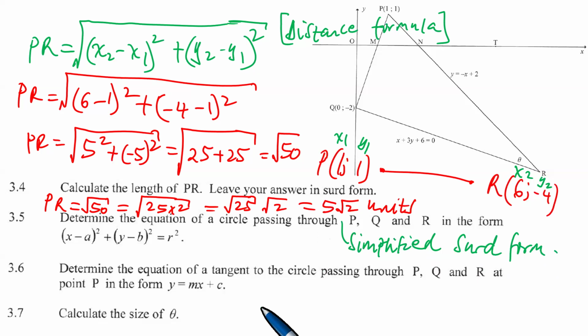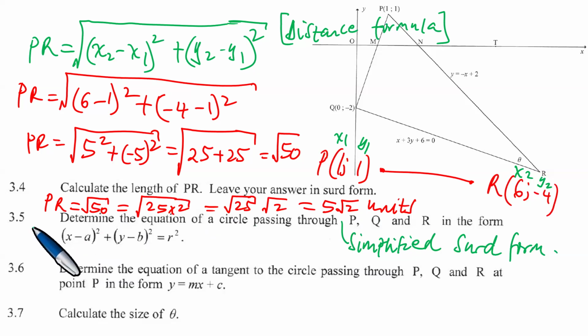The examiner said, leave your answer in surd form. What is a surd? Well, a surd here is the square root of 2. The square root of 2 is a surd because it is irrational. If the square root of a number is irrational, it is called a surd.